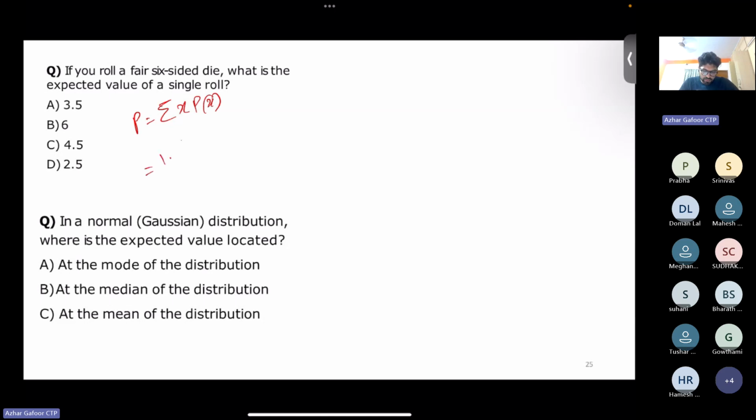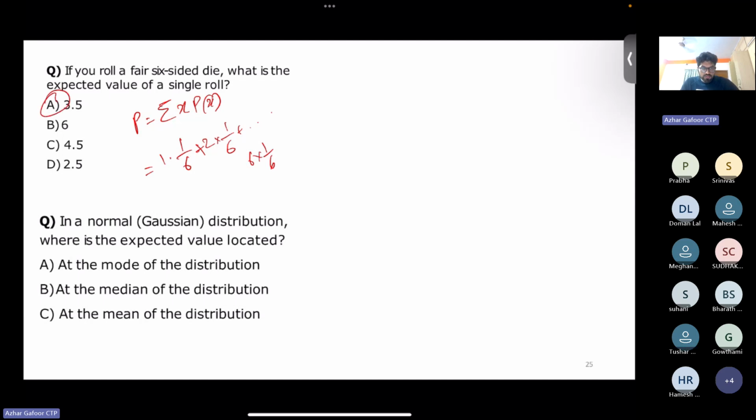I'll start. It will be 1 into 1 by 6, then plus 2 into 1 by 6, and so on to 6 into 1 by 6. So if you do the calculation, finally we are going to get (1 plus 2 plus 3 plus 4 plus 5 plus 6) by 6. So that will be 3.5.